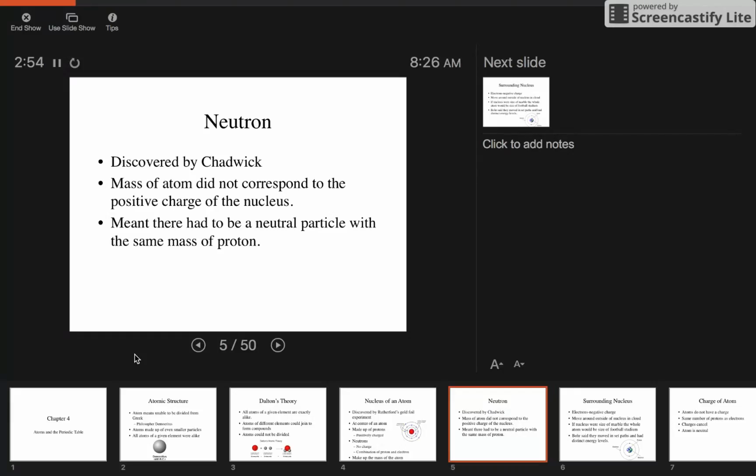After the gold foil experiment, Chadwick discovered the neutron. Basically, they made that discovery because the mass of the atom did not correspond to the positive charge of the nucleus. So it meant that there had to be a neutral particle with the same mass of the proton, and that would be the neutron.